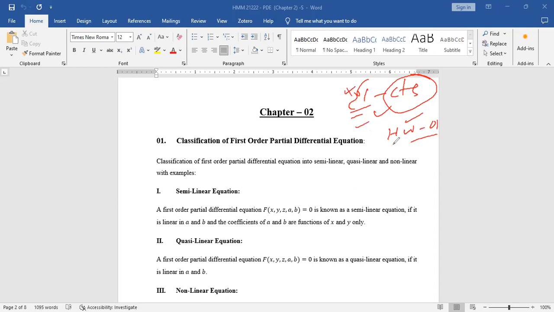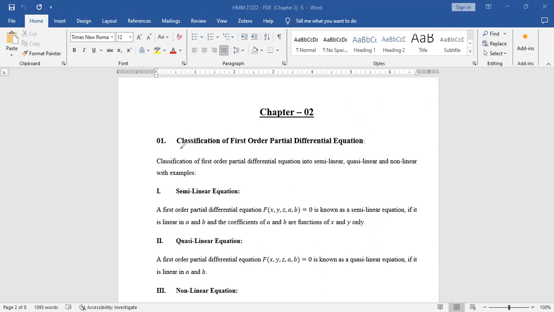You can send a message through the group message, not a private message. If you are asking anything regarding the lectures, just use the group message. Also you can ask in between our lectures. So let's continue with chapter number 2.